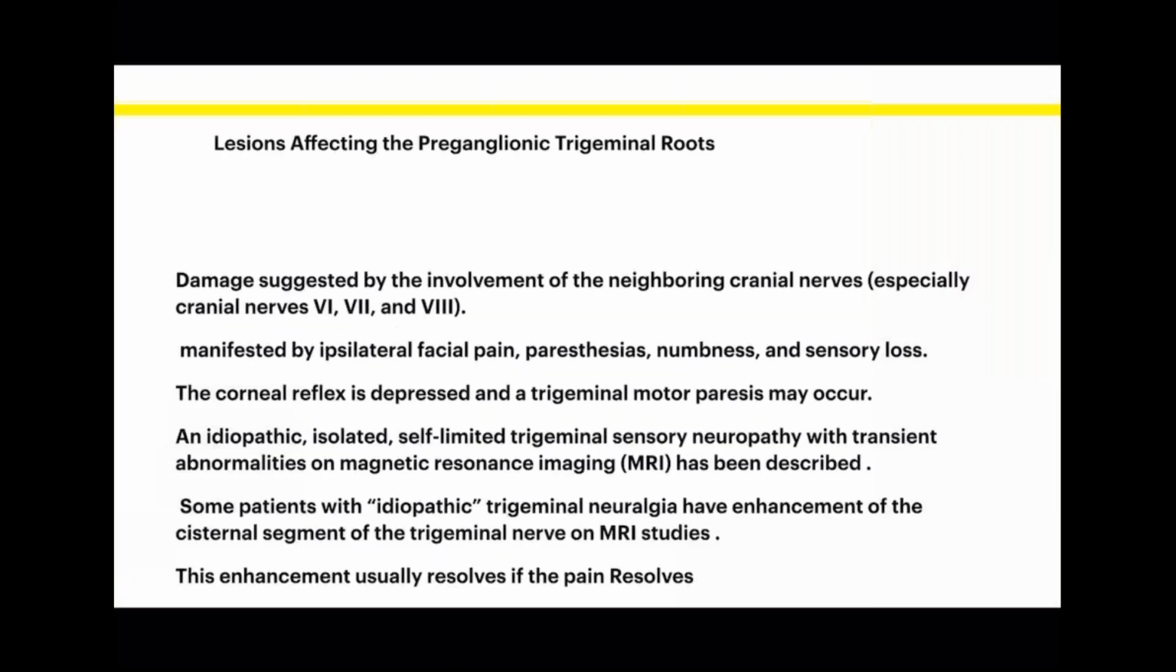Moving to lesions affecting the preganglionic roots before the ganglia. The damage is suggested by involvement of the neighboring cranial nerves. Usually it accompanies the surrounding cranial nerves 6, 7 and 8. And the roots here usually present with facial pain as the presenting symptom, of course with numbness and sensory loss, and the corneal reflex might be affected depending on the nerve involved.